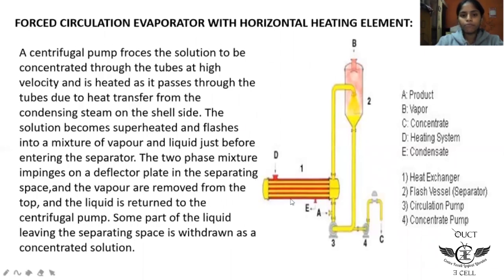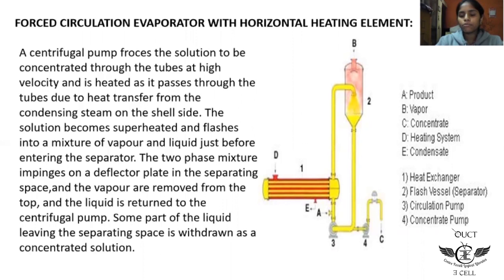The centrifugal pump forces the solution to be concentrated into the tubes at high velocity, and it is heated. How is it heated? By the condensing steam, passing through the tubes, due to the heat transfer from the condensing steam on the shell side. The solution becomes superheated and flashes into a mixture of liquid and vapor before it enters the separator. Before it enters, it is separated as vapor and liquid.